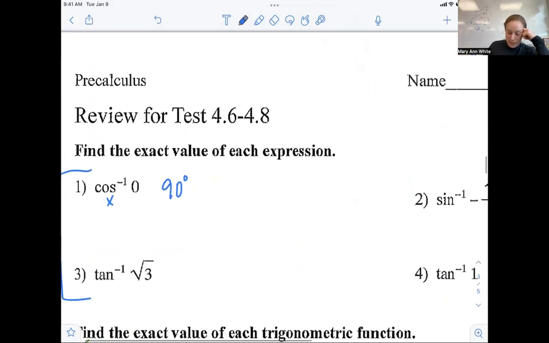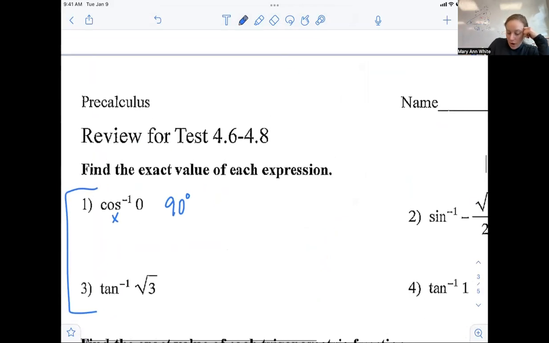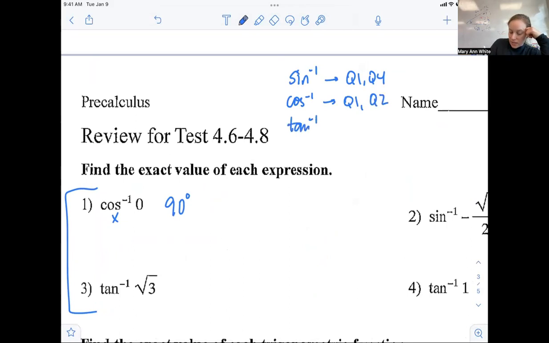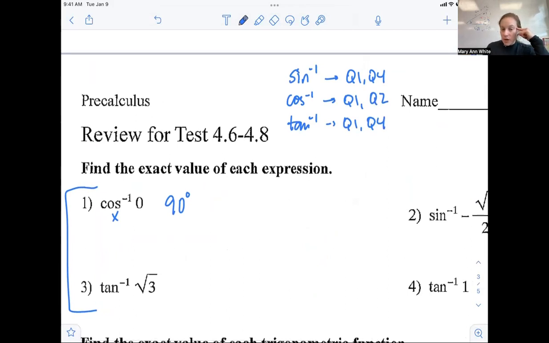If you remember, we did our inverse functions. Our inverse function for sine is always in quadrant 1 or quadrant 4. Inverse of cosine is quadrant 1 or quadrant 2, and then inverse of tangent is quadrant 1 or quadrant 4. So that's kind of what I'm thinking as I'm doing this. There's another angle that has a cosine of 0, but when I'm only doing the inverses, I don't need to look there. I'm only looking in quadrants 1 and 4 or 1 and 2.